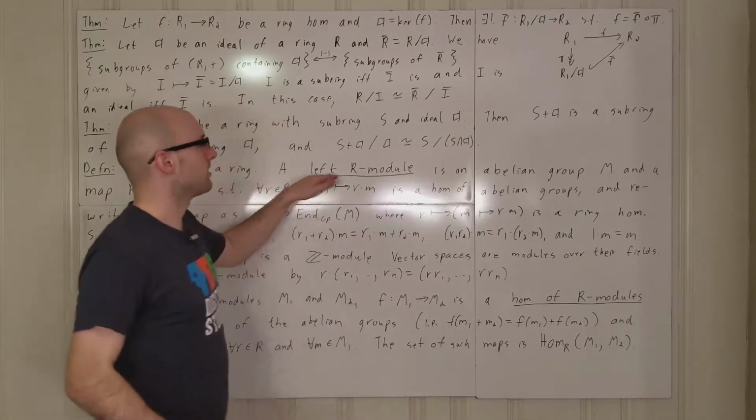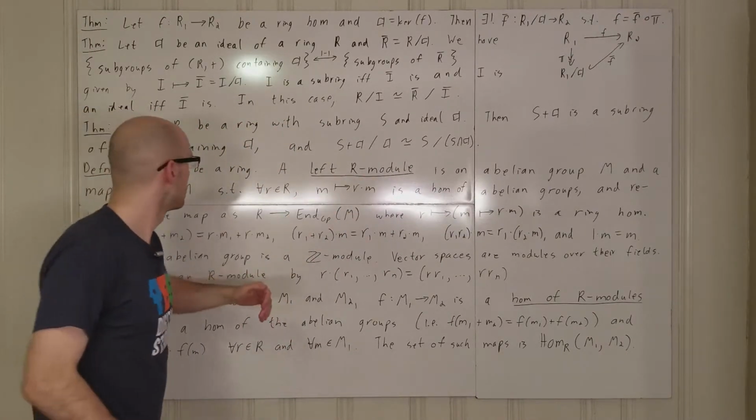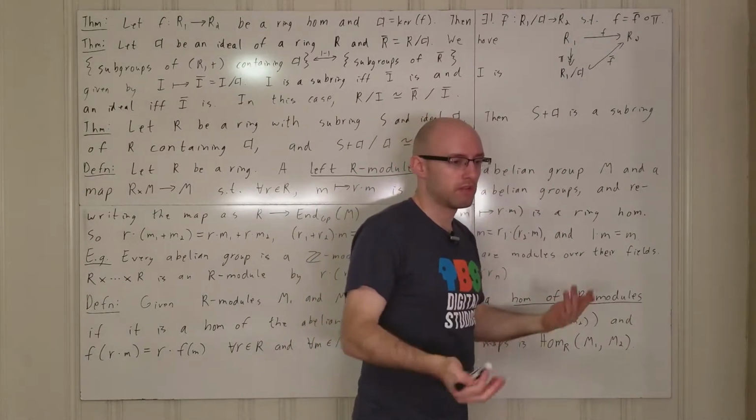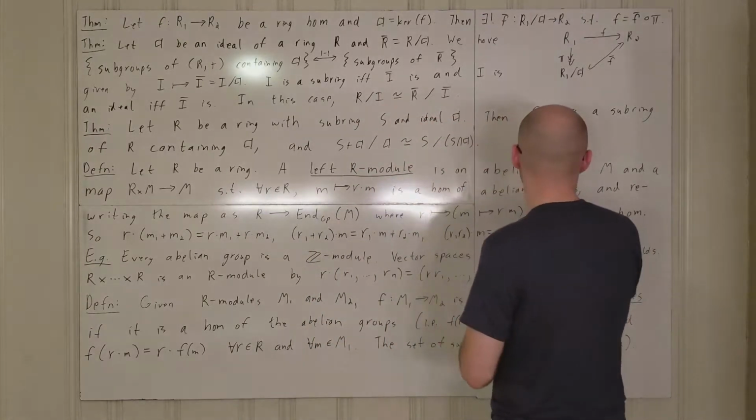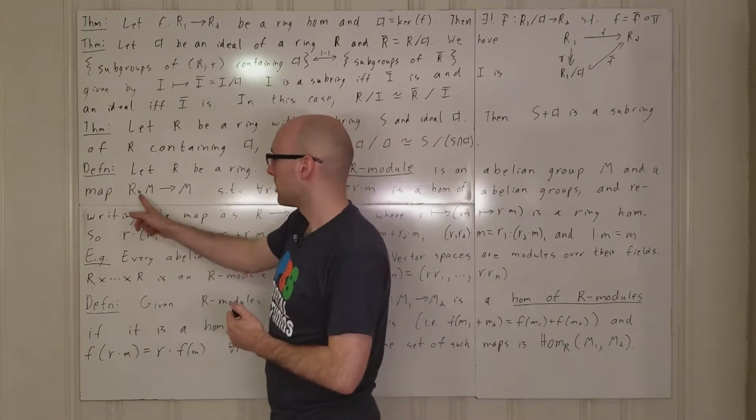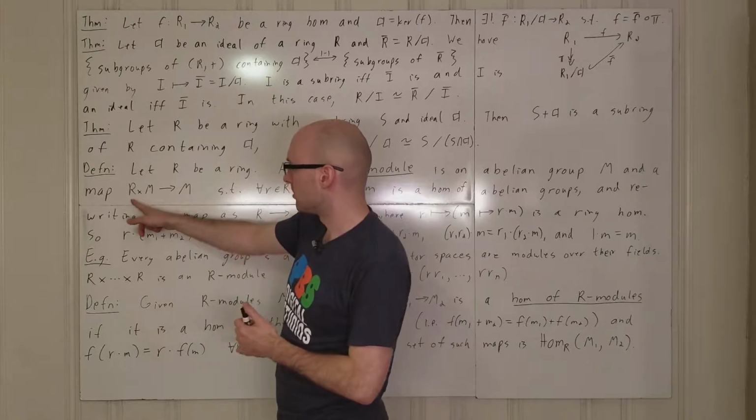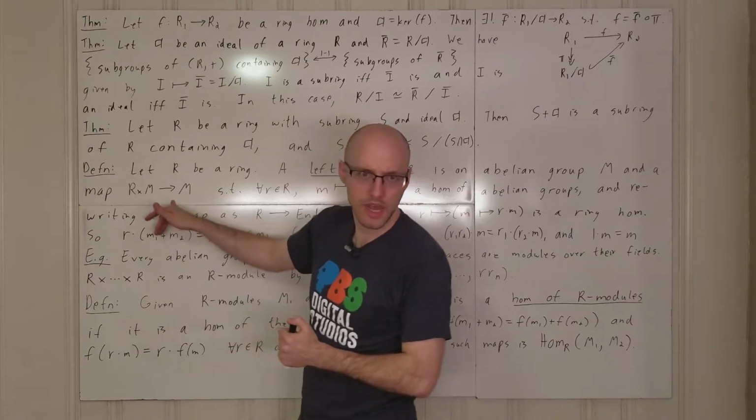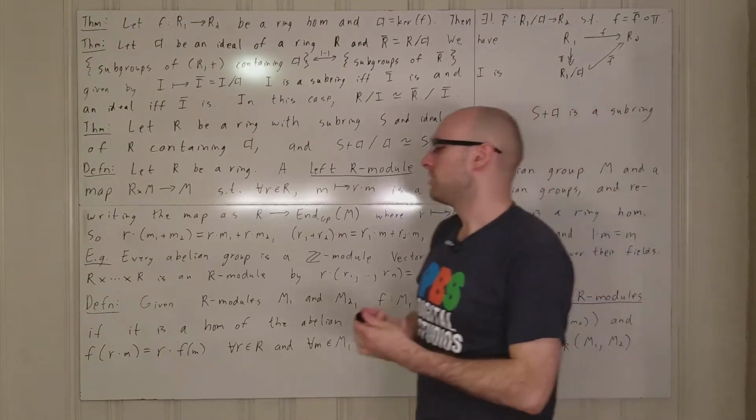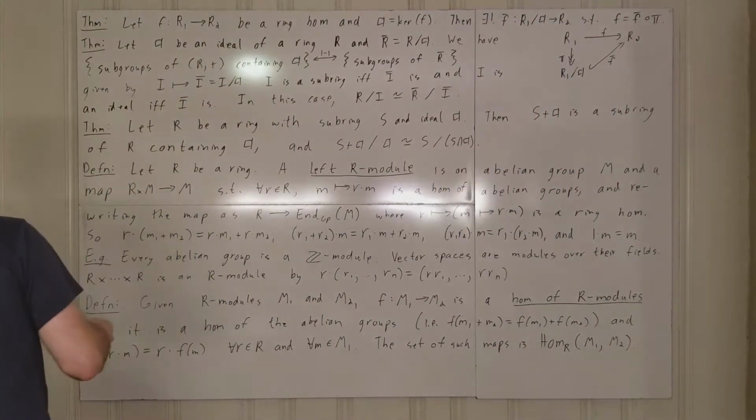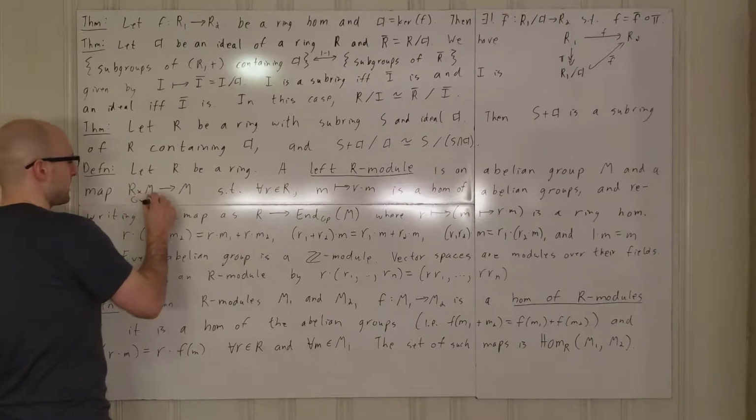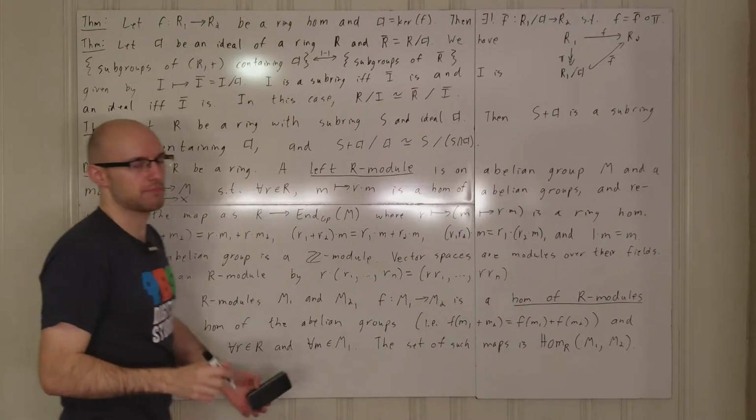So we'll say we have a left R module M. So this is an abelian group, and we will denote its law of composition by addition because it's abelian. And we also have this map from R times M, the direct product of R with M, into M. So basically what this should remind you of is group actions, where we had a map from G cross X into X, where X was a set.